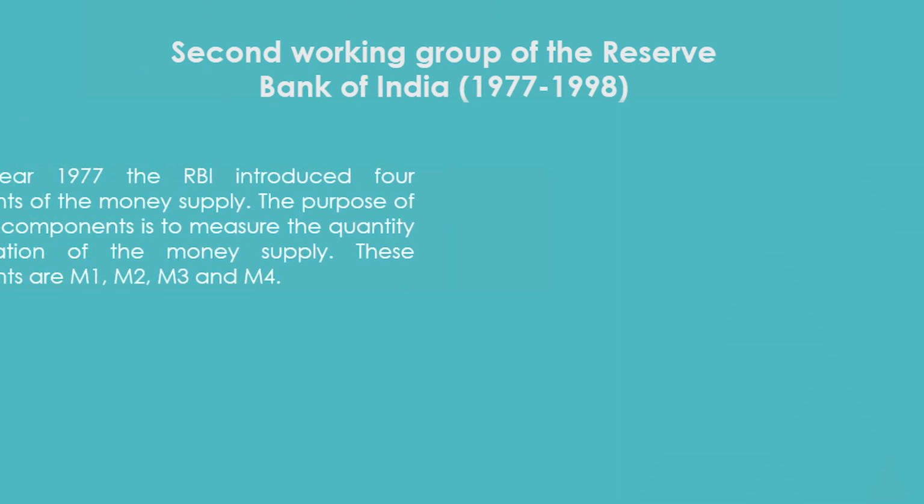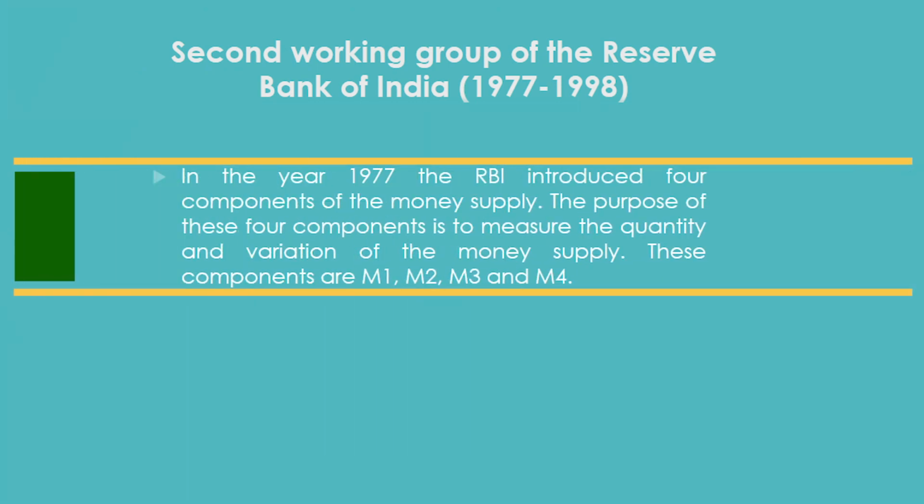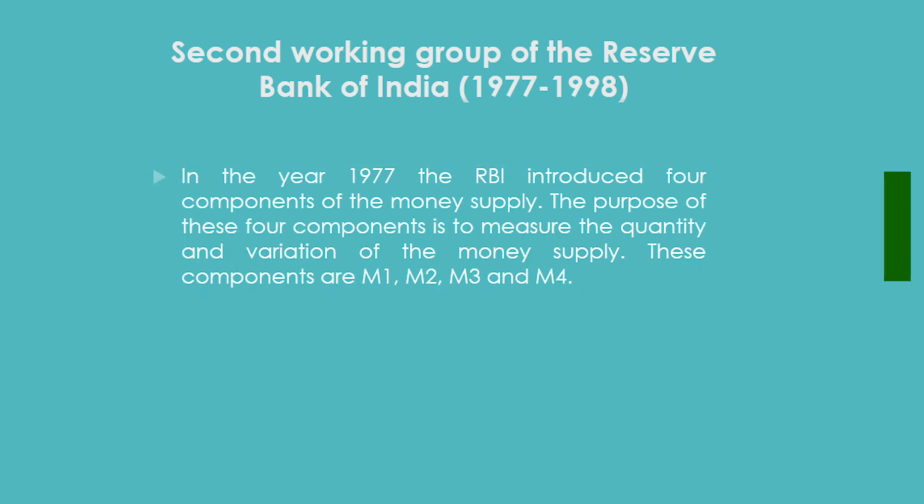Gradually we come to the second working group of the Reserve Bank of India, which was operational from 1977 to 1998. In the year 1977, the RBI introduced four components of money supply. The purpose of these four components was to measure the quantity and the variation of the money supply. And these components were M1, M2, M3, and M4.